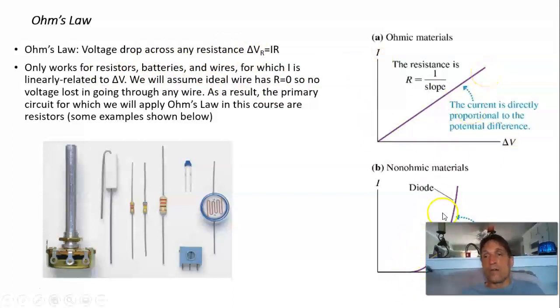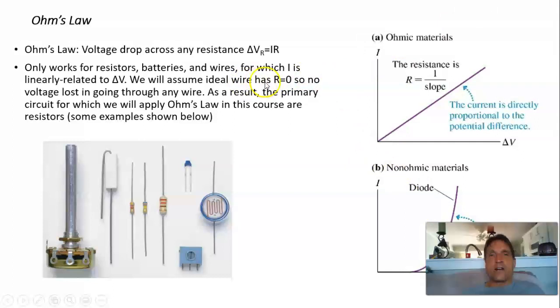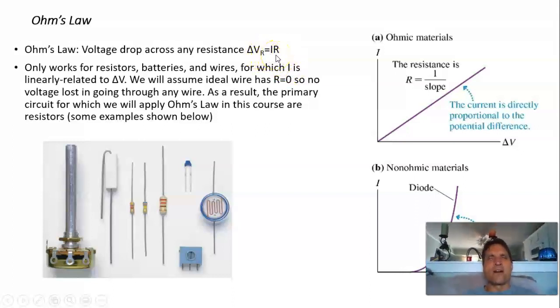It does not work with other components like diodes and semiconductors, like transistors and a lot of these IC chips. For those, Ohm's law does not work. So in this course, we're going to assume that wires have no resistance. Okay, really, they have a little. So if R equals 0, we don't lose any voltage across a wire. So the voltage difference across any wire is 0. So the only component we're going to be using Ohm's law for, primarily, not always, but mostly, is resistors, okay?